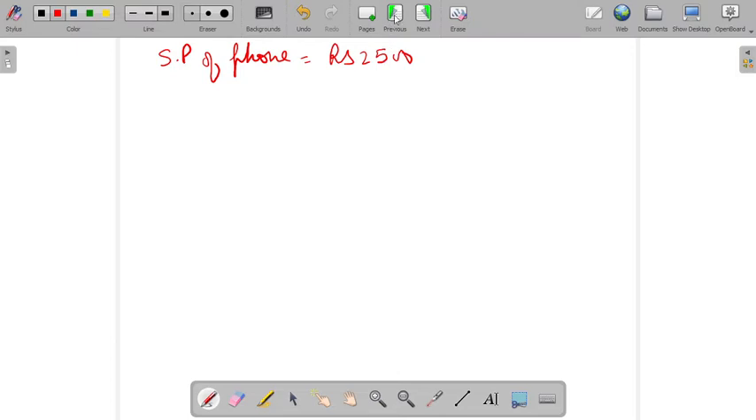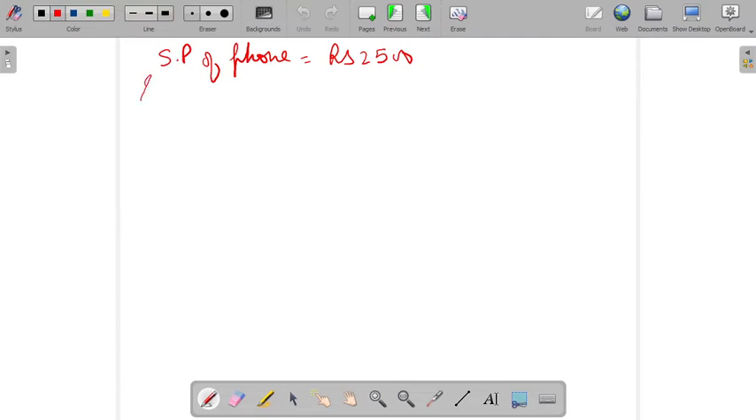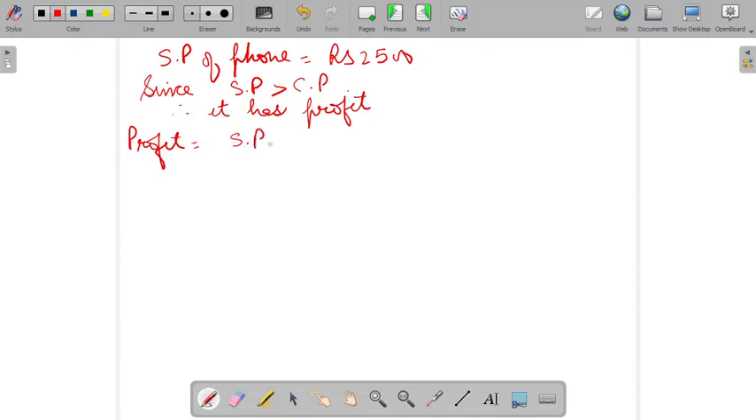Now you have to find out his profit or loss percent. Selling price is 2500 and cost price is 2200. So whether it is profit or loss? Since selling price is greater than cost price, therefore it has profit. So now we will apply the formula. Profit equals SP minus CP. So this is 2500 minus 2200.